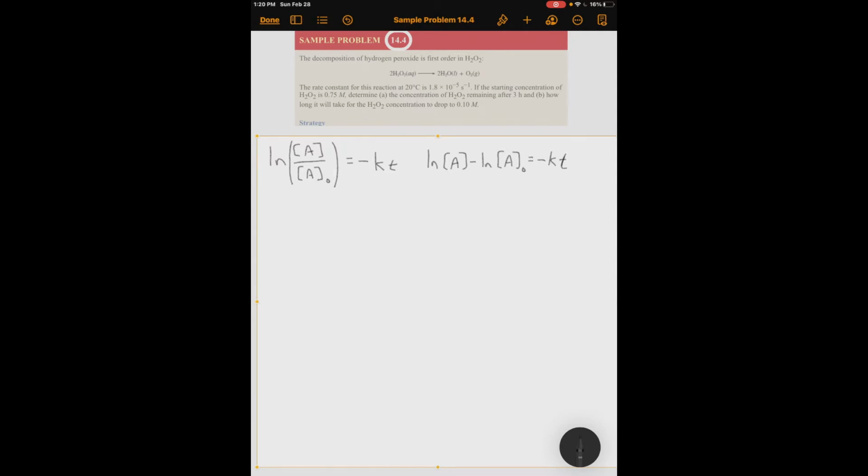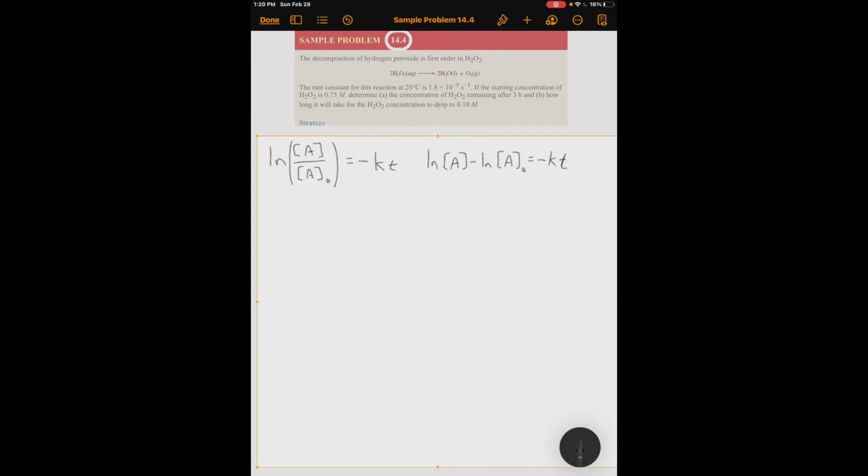So we can substitute in H2O2 because that is the reactant. The little 0 sign next to the A in the bracket just means initial. Okay. The natural log of that ratio is equal to minus kT. K is the rate constant, and T is the time. An alternate form of the equation is written to the right.